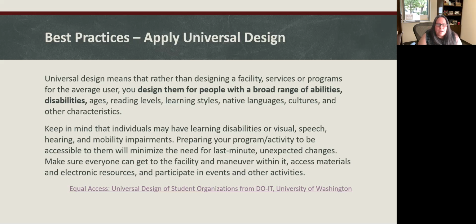One of the documents I gave to Megan to send out is this document from DO-IT, which I always butcher the name. It's like digital.